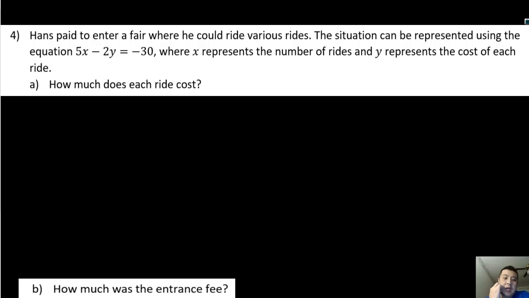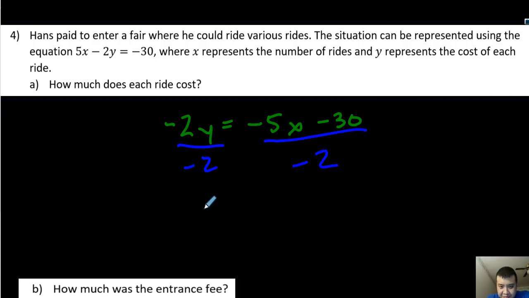So we are going to have to change this into slope-intercept form. We're going to have to isolate the y. So we're going to start by subtracting 5x from both sides. When we do that, we get negative 2y equals negative 5x minus 30. And then we're going to divide both sides by negative 2. Remember, when we divide both sides by negative 2, or multiply by negative 1/2, however you think about it, we're going to divide everything on both sides by negative 2. That's y equals 5/2 x plus 15, because we're dividing the negative 5 by negative 2, which is 5/2, and negative 30 divided by negative 2, which is positive 15.